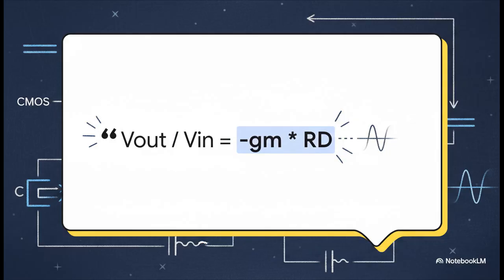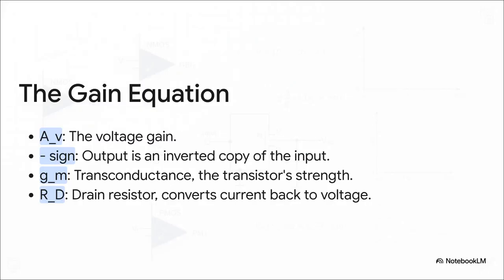So after you go through all the math of that small signal analysis, and we'll spare you the nitty-gritty for now, you boil it all down to this one beautiful, elegant, and incredibly powerful equation. The voltage gain, AV, equals minus GM times RD. Now this equation tells a story, so let's decode it.